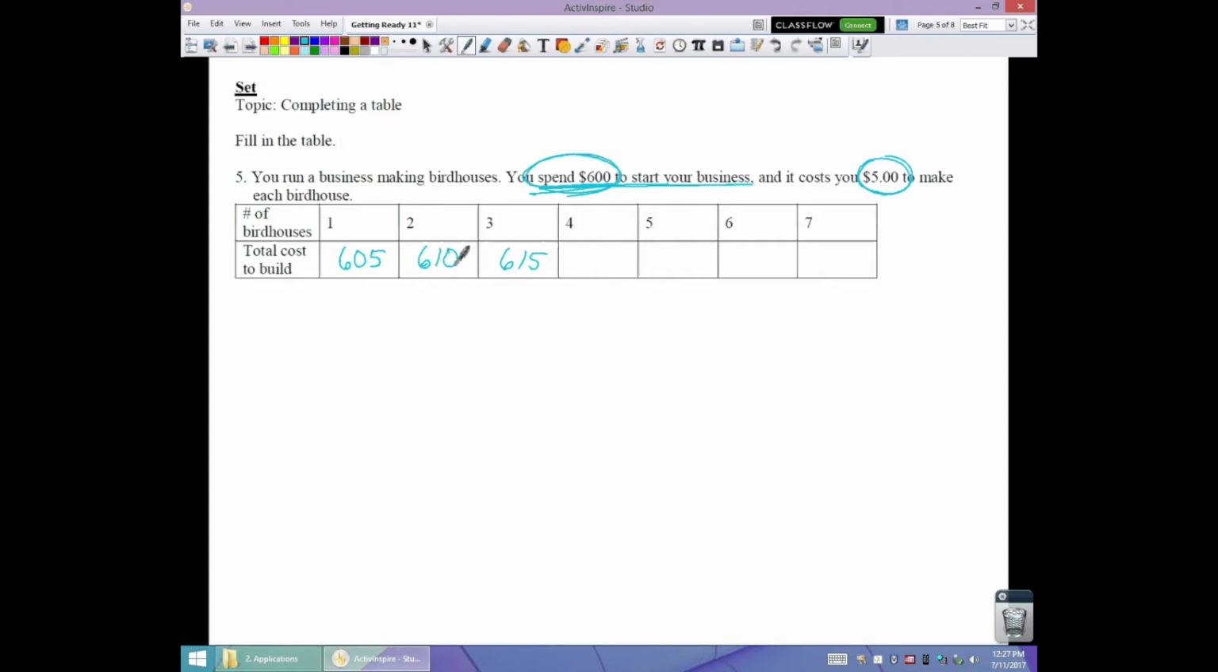So what we do is we add $5 for every birdhouse, but we had to start with $605 because we had that starting amount of $600 to include. So $620, $625, $630, $635. Since that is a linear pattern, we could quite easily make the equation. It's y equals 5x for the cost of each birdhouse plus, now the y-intercept, the starting amount, was the $600. And that's why the cost for one birdhouse, 5 times 1 is 5, plus 600 is 605.